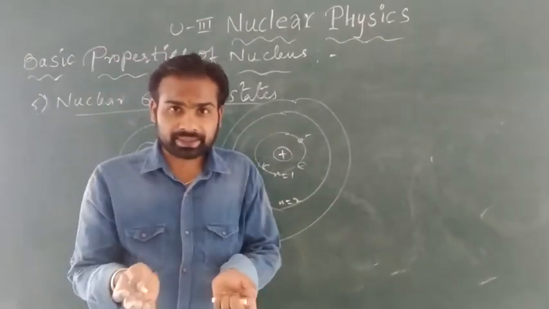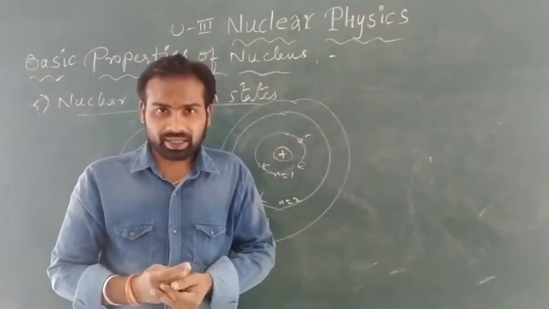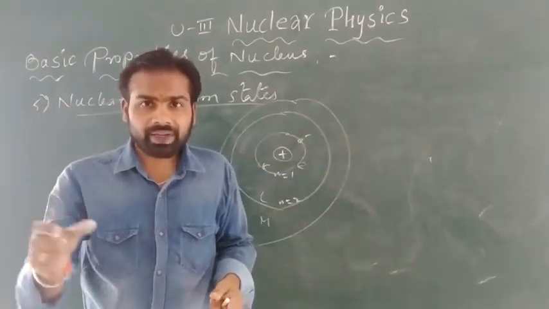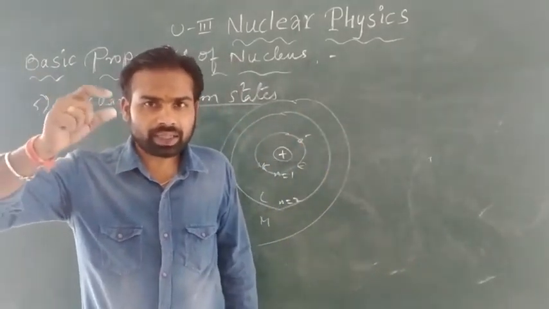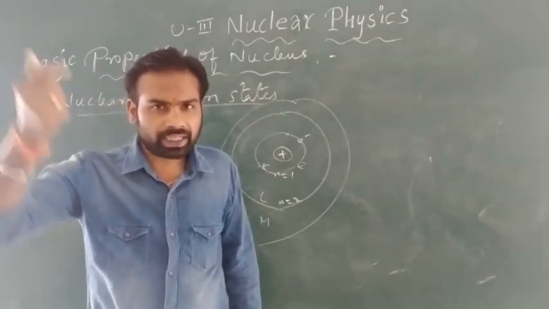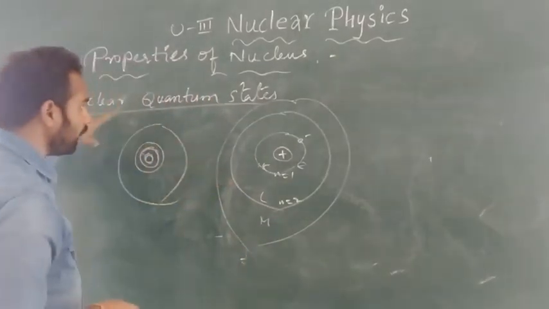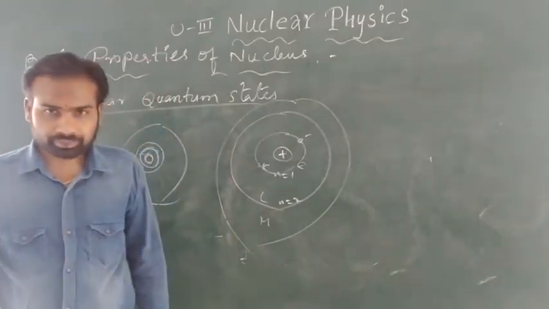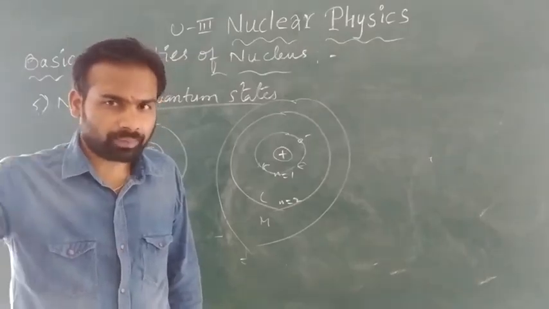Because the nucleus has some energy states inside it. Outside the nucleus we have orbits and energy levels, and even in the nucleus we have some energy states. When the protons or neutrons are excited to higher energy states and then come back, they emit some gamma rays. So those states we call quantum states, the nuclear quantum states. Simple.